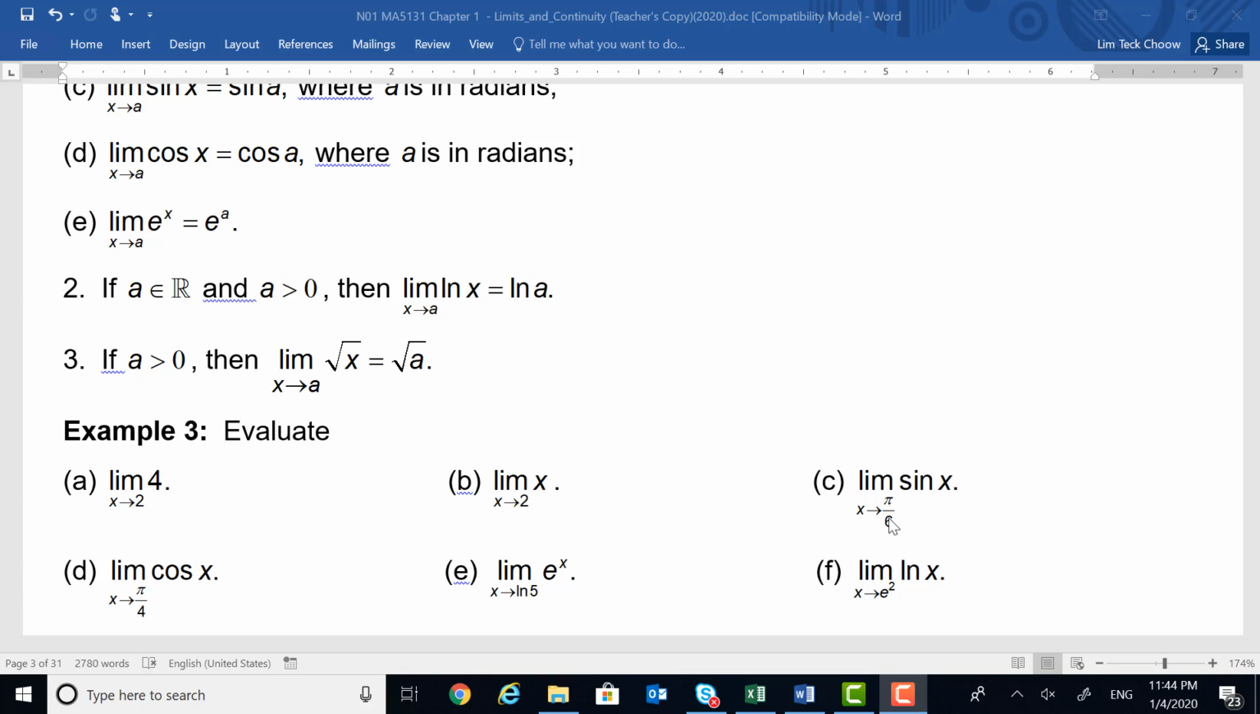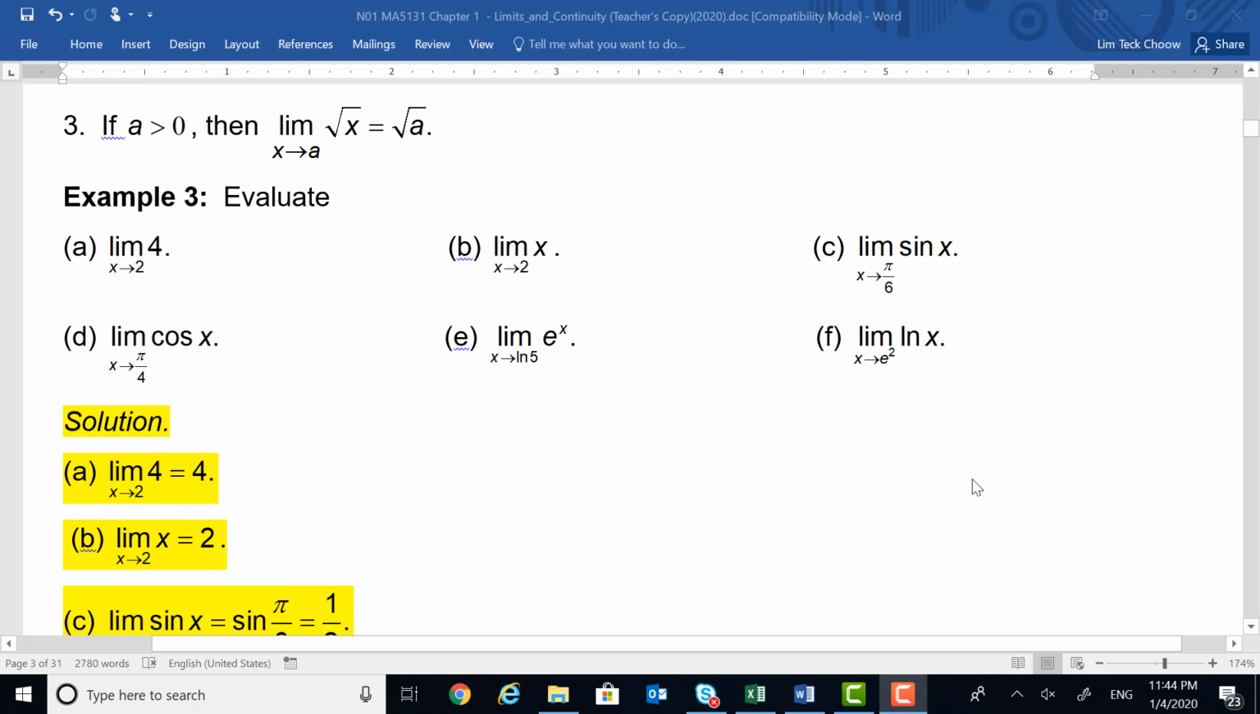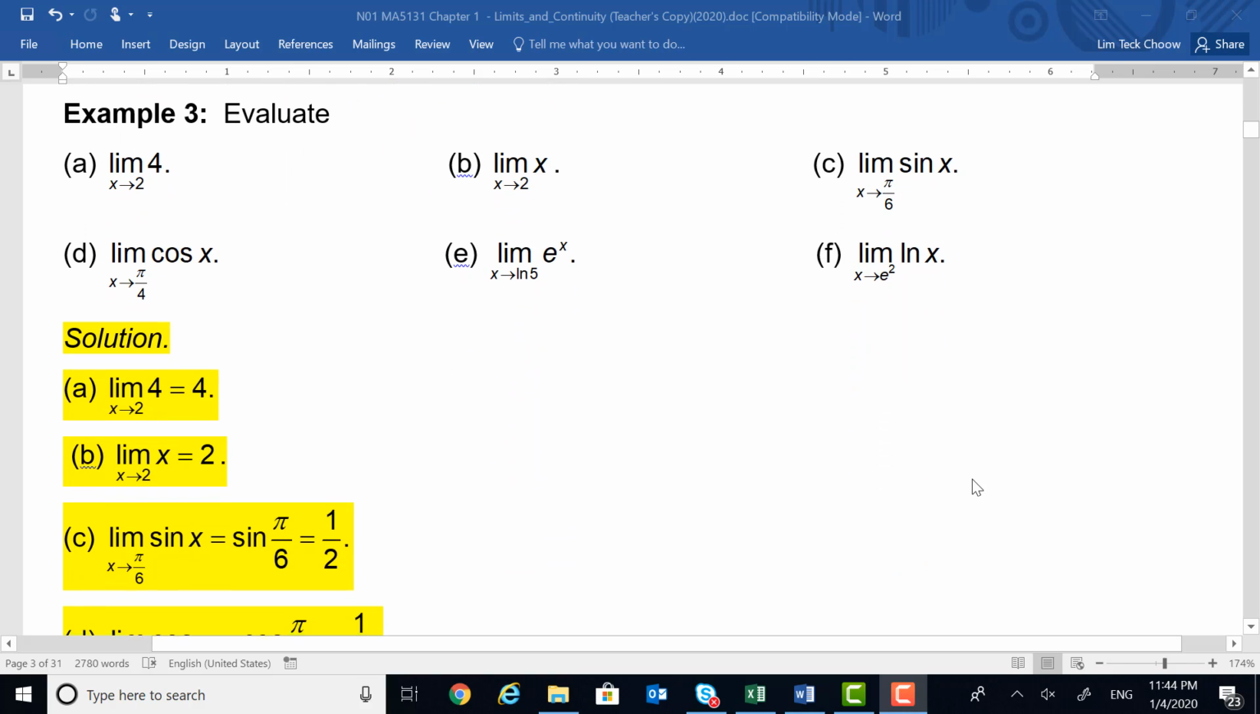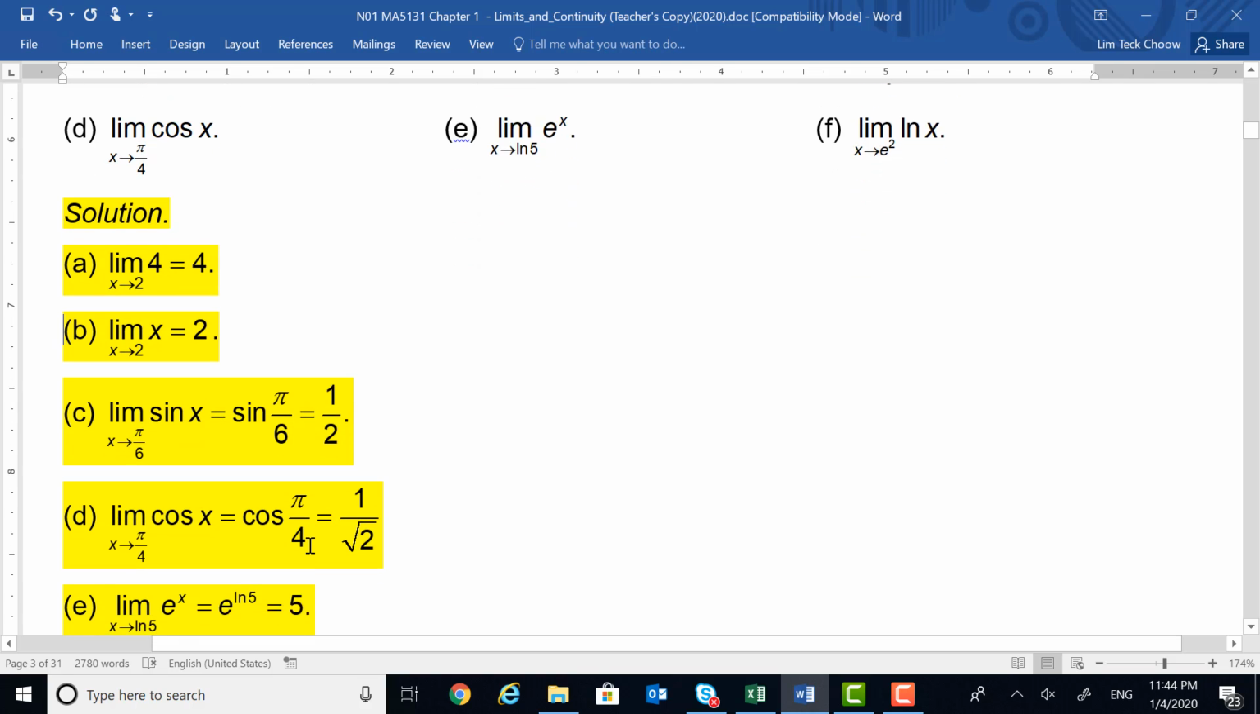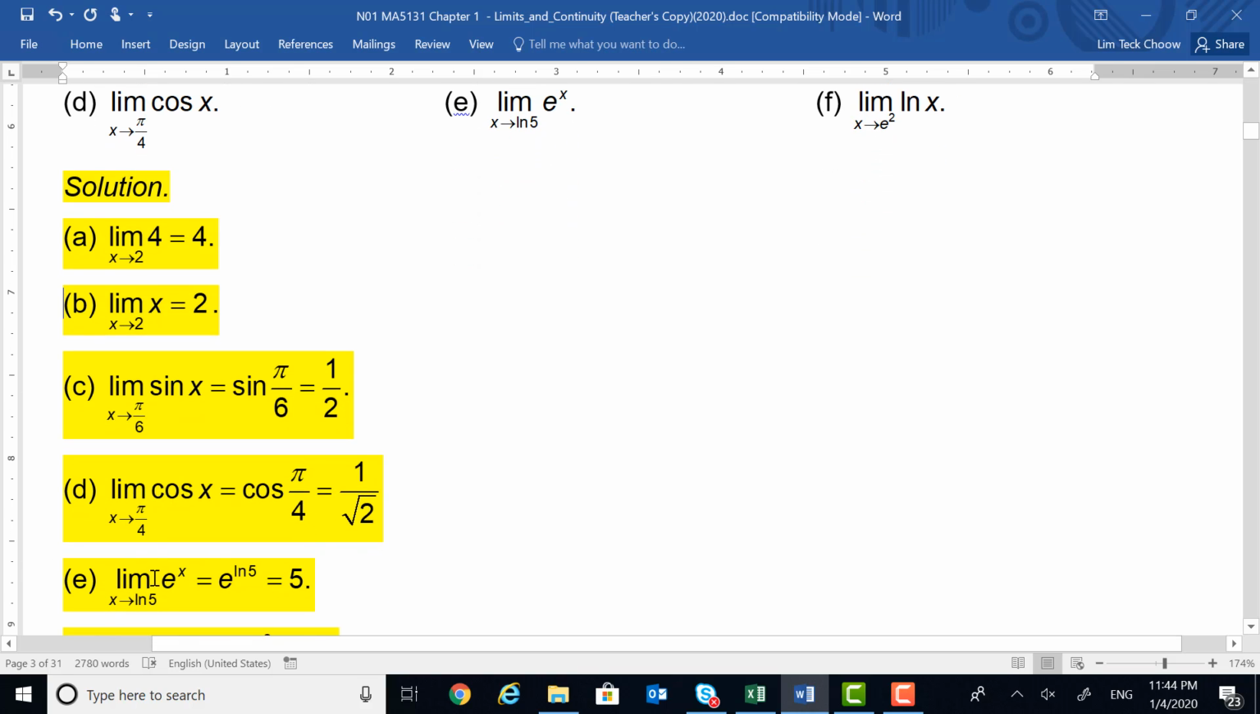Sine of pi over 6 is like 30 degrees. Sine of 30 degrees, if you could recall, is just half, and so on. So if you were to do your arithmetic for example 3, it will turn out to be A, B, C. Let me just adjust this a bit. Okay, part A, part B, part C, and then D, E and F.